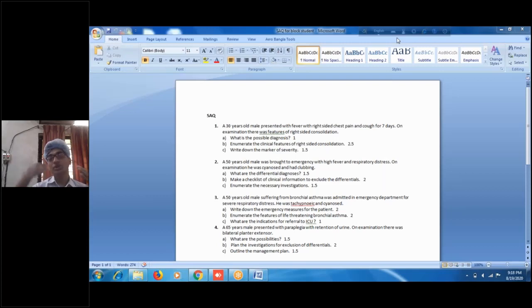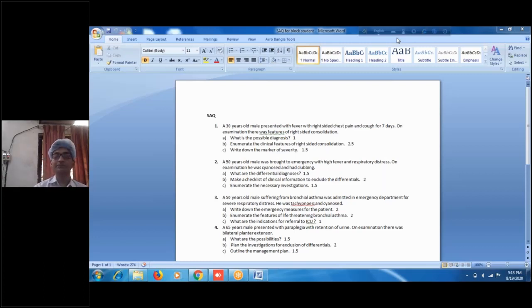So you should write down systematically the findings of consolidation, starting from inspection to auscultation. Mind it, when you are putting down the findings, you should mention the site, as you are intended to write the findings of the particular patient who has right-sided consolidation. So you should put the findings in the right side, and on the left side, it is normal. It should be tabulated like that.